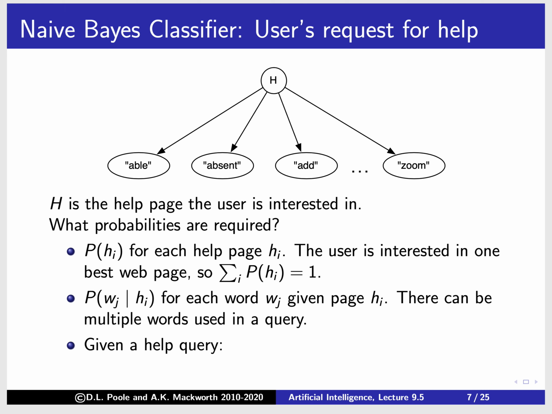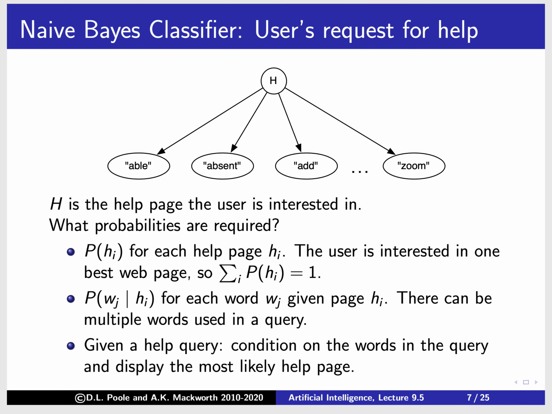Given a help query, what we're going to do is condition on the words in the query and display the most likely help page. Each word in here provides evidence for that being the help page. That's going to be this user's request for help. So that's one application of using the simple language model.